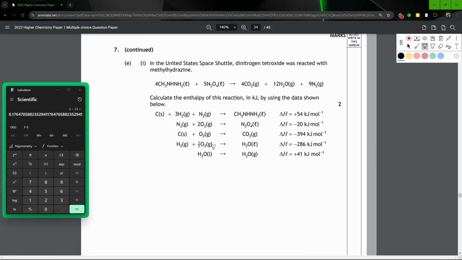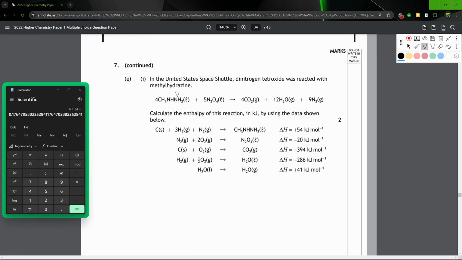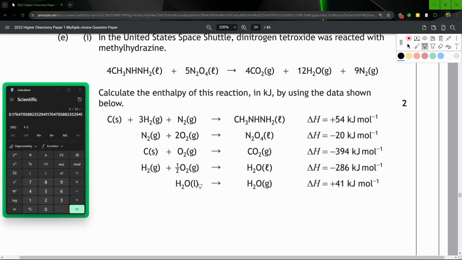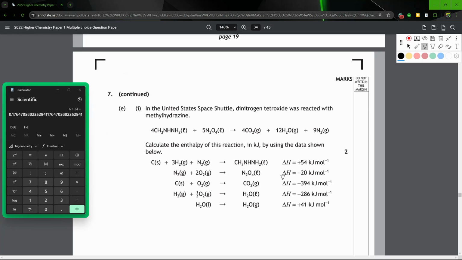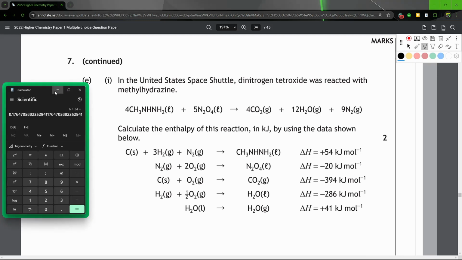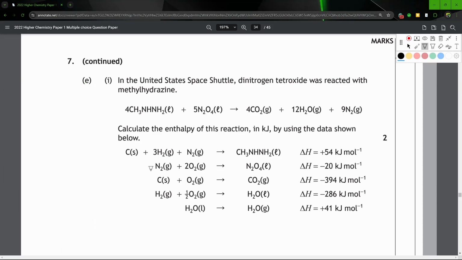In the United States Space Shuttle, dinitrogen tetroxide reacts with methyl hydrazine. We've got this horrific looking molecule here. Calculate the enthalpy of this reaction in kilojoules by using the data shown below. Oh boy, now we're talking. This is probably the worst one of these questions I've seen in ages. It's rare to actually get 4 of them, let alone 5 of a state change. But don't worry, it won't be that difficult, I promise you.